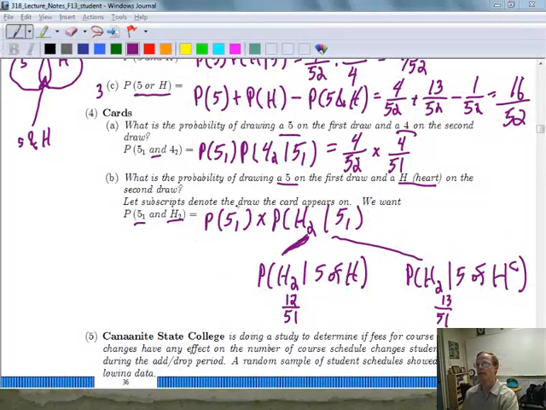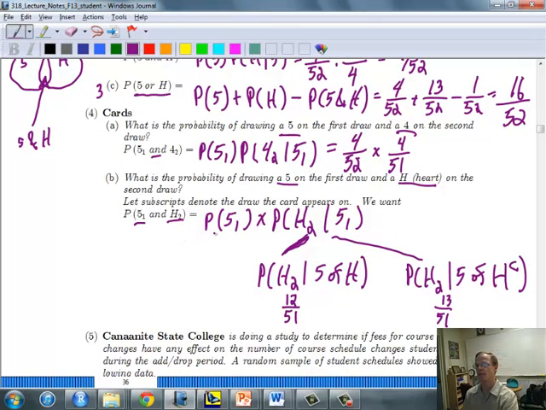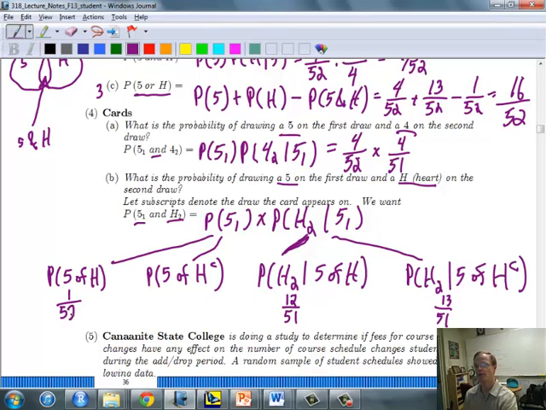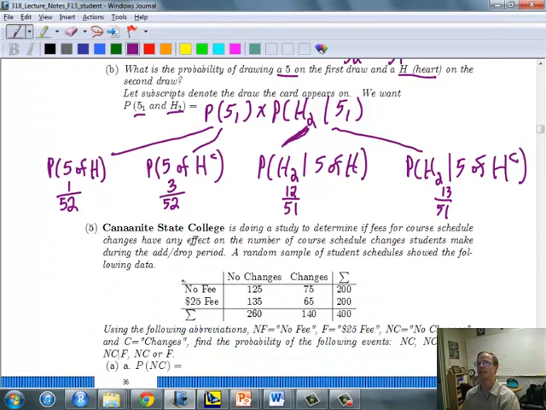Now, we're going to take the first component here, the probability of 5 on the first, and if we do the probability of 5 of hearts, we can break that into the probability of 5 of hearts complement. 5 of hearts, we already know there's 1 of those in the deck. 5 of not hearts, there's 3 of those in the deck. Now, trying to combine all these results, let's do this on the side here.